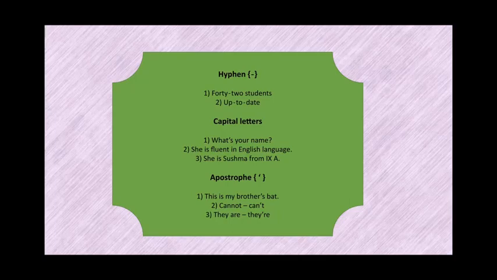Next is apostrophe. Apostrophe is a punctuation mark which is used to show that a thing or a person belongs to somebody. For example, this is my brother's bat. So in brother's, there is an apostrophe S. Second one, cannot. When you use a short form of a word, cannot, can't, after C-A-N, there's an apostrophe, then T. Similarly, for they are, they, apostrophe R-E, they're.